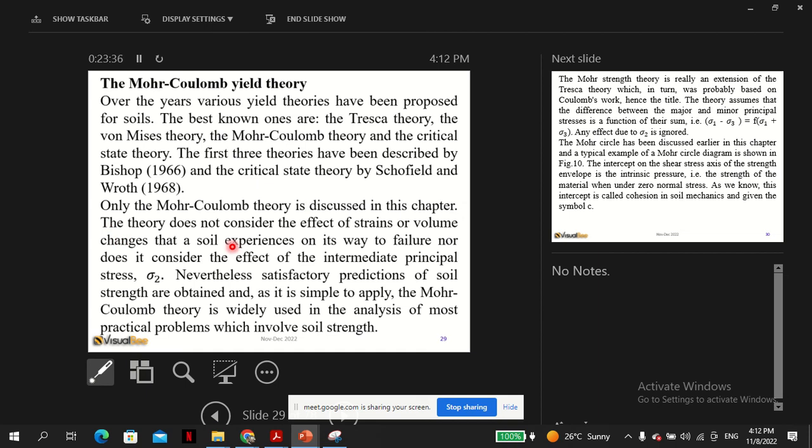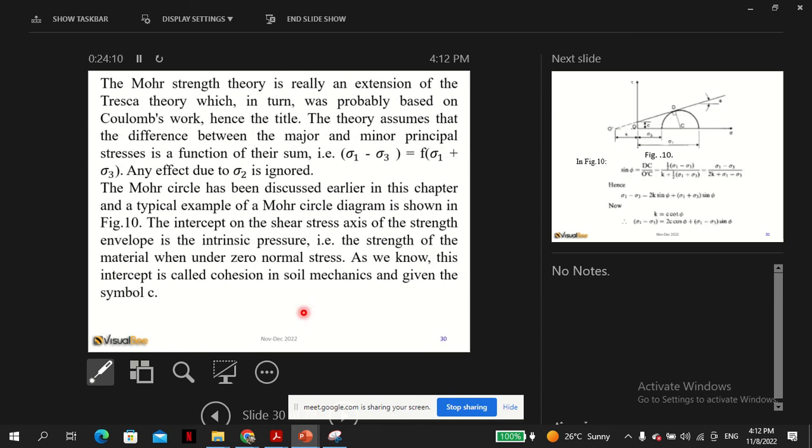Only the Coulomb theory is discussed in this chapter. The theory does not consider the effect on strength of volume changes that soil experiences on its way to failure, nor the effect of intermediate principal stress. Nevertheless, satisfactory predictions of soil strength are obtained, and it's simple to apply. The Mohr-Coulomb theory is widely used in the analysis of most practical problems which involve soil. So, despite other theories being proposed, the Mohr-Coulomb is what was found to fit soil behavior much better.